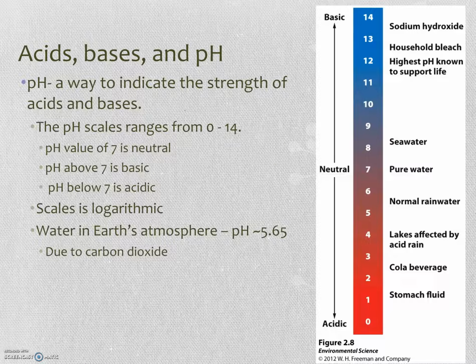Looking at a pH scale, 7 is neutral, pH above 7 is basic, pH below 7 is acidic, and the water in the Earth's atmosphere has a pH of around 5.65, and that's due to the carbon dioxide. The carbon dioxide readily forms carbonic acid, so it's normal for us to have slightly acidic rain.